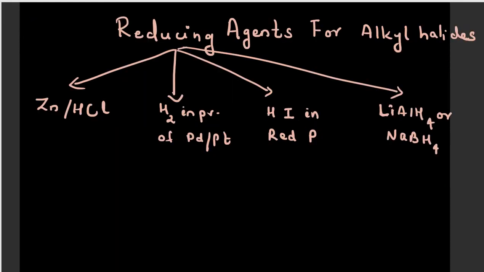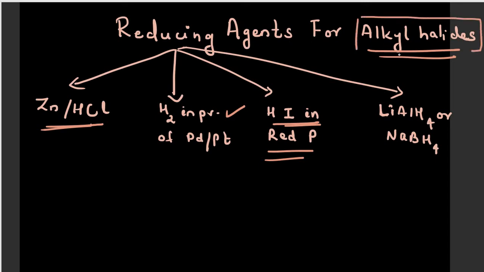So we can say that apart from Zn and HCl, there are other reducing agents which are used for the reduction of alkyl halides. That is hydrogen in presence of palladium or platinum, hydrogen iodide in presence of red phosphorus, similarly lithium aluminium hydride or sodium borohydride. All these are examples for what? These are examples of reducing agents to reduce alkyl halides to alkane.